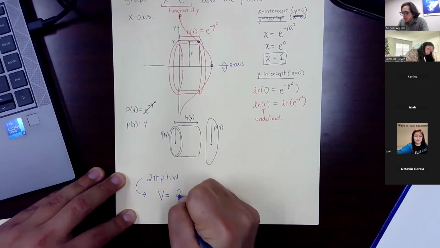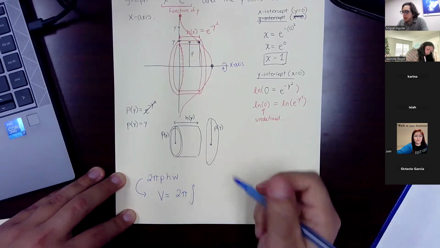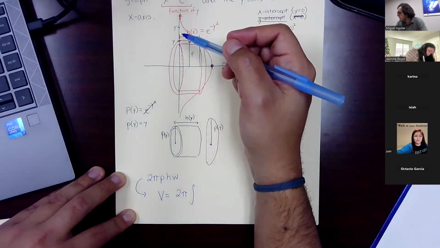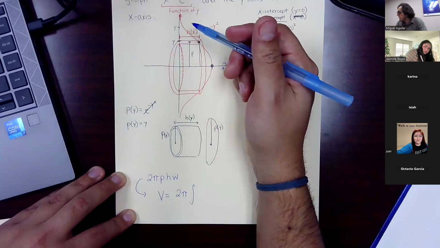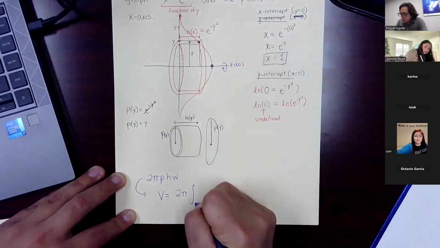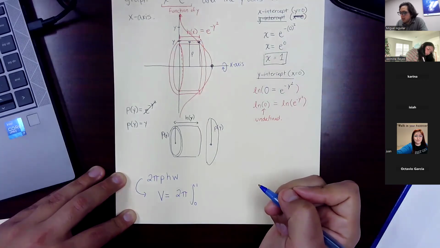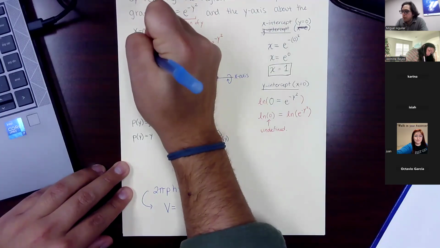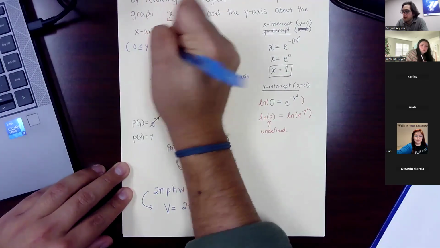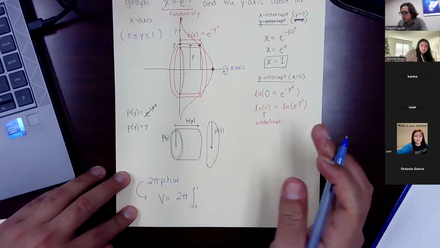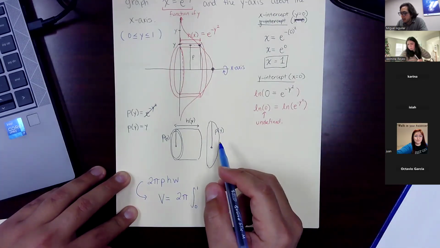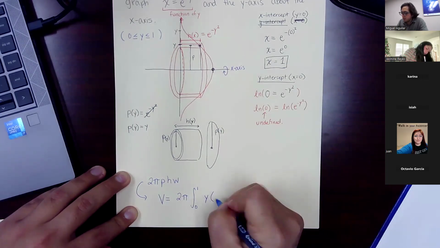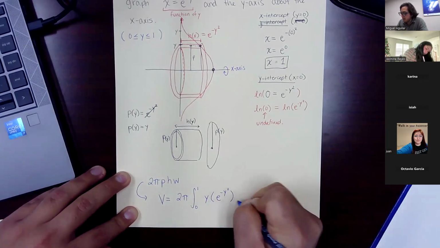So the volume should be equal to 2 pi, and then we're integrating from one y value to another y value. Let's just go from 0 to 1. In this case, the text example I forgot to write said that the y values we're looking at are just going to be from 0 to 1. So they're giving us straight up what our limits of integration are. And then it's p, which we said is just y, times the function, which is e to the negative y squared, dy.